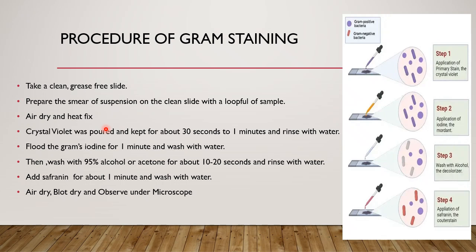After that, you will add the crystal violet. Crystal violet is poured and kept for about 30 seconds to 1 minute and rinsed with water. So this is the first step, that is after air drying and heat fixing. Now you will take a dropper and you will pour the crystal violet stain onto the smear.